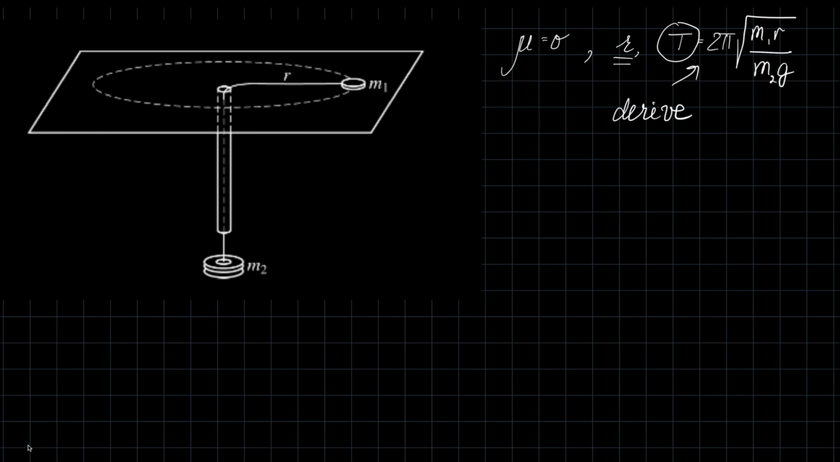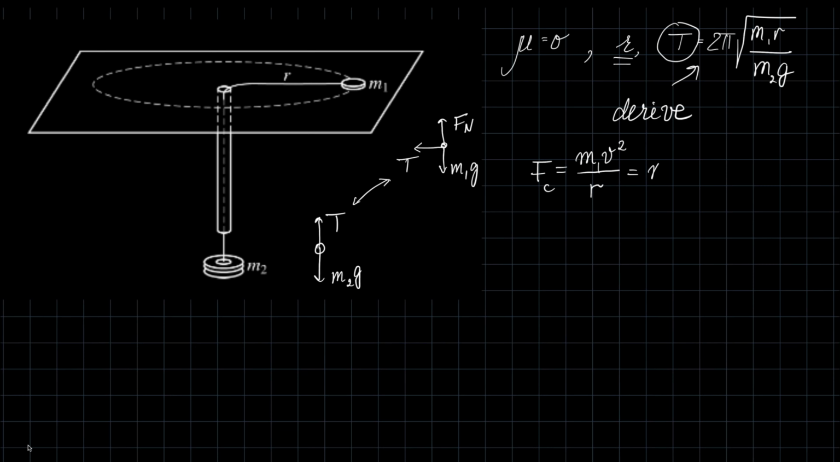They're in equilibrium. The M2 has gravity on it, so M2G, and tension, and they're equal because M2 is at rest. M1 has M1G supported by normal force, and the centripetal force is that force of tension, which is identical here. Force centripetal, which is M1 V squared divided by r, should be equal to M2G. So from there, if I were to figure out V squared, that would be M2G times r divided by M1.